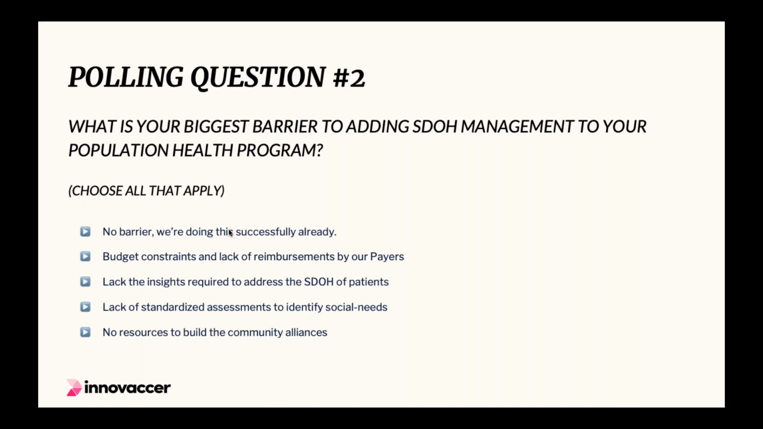But in the meantime, let's take another poll of our audience and say, okay, people now recognize that adding social determinant of health management into their population health program is helpful, but not everybody's doing it. We only have like 30% that are robustly doing it. So what are the barriers? Let's go ahead and pull this poll up.